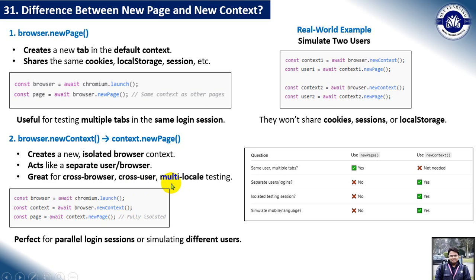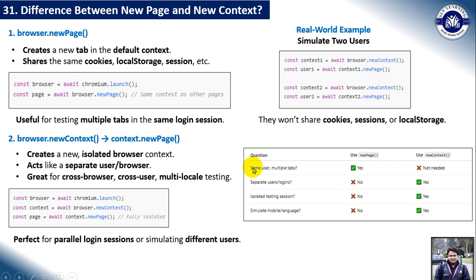Let's go with this one, the new page and new context difference. Same user with multiple tabs means new page, which is not considered a new context, because it is the same user using multiple tabs. Separate user and separate login, yes, that is a new context example. Isolated testing session is a new context example. Simulated mobile and language is a new context example. So when we have separate things which are not sharing, that means we have a separate context for that.